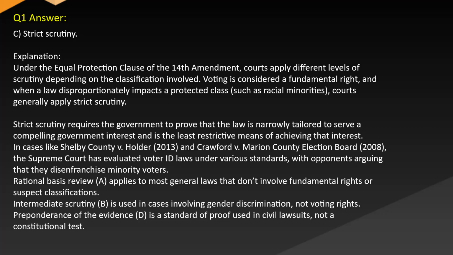In cases like Shelby County v. Holder, 2013, and Crawford v. Marion County Election Board, 2008, the Supreme Court has evaluated voter ID laws under various standards, with opponents arguing that they disenfranchise minority voters. Rational basis review, A, applies to most general laws that don't involve fundamental rights or classifications. Intermediate scrutiny, B, is used in cases involving gender discrimination, not voting rights. Preponderance of the evidence, D, is a standard of proof used in civil lawsuits, not a constitutional test.